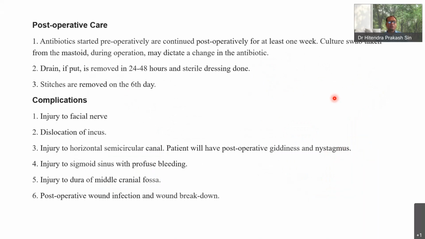Antibiotics and the drain are to be taken care of, and stitches are removed on the 6th or 7th day. The complications: you may injure the facial nerve, you may dislocate the incus, injury to the semicircular canal may occur, and the patient will have postoperative vertigo and nystagmus. You may injure the sigmoid sinus, which may cause profuse bleeding. Injury to the dura of the middle cranial fossa can occur, and sometimes postoperative wound infection and wound breakdown may also occur.